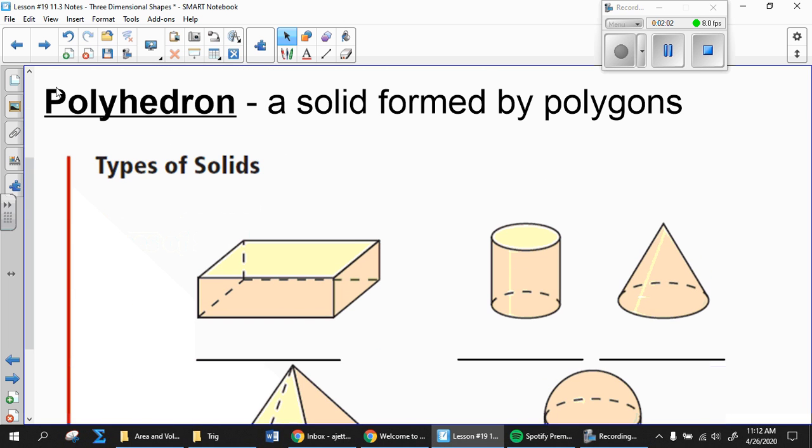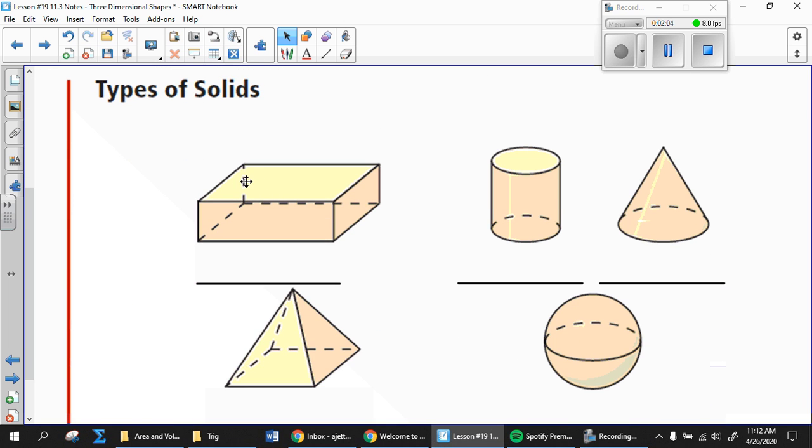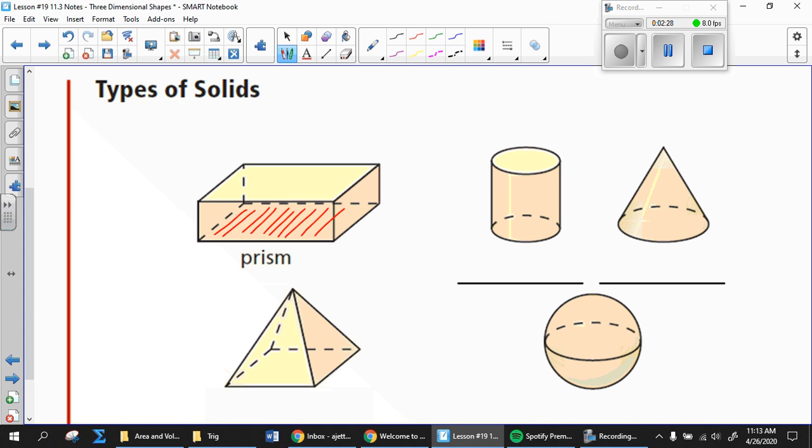So the type of solids that we have, notice here, we have two bases, and then all the other sides are rectangles. We call that a prism. This specific picture here would be a rectangular prism, but we can have any type of prism. We'll talk about how we name them in a second. But if we look at this, a prism always has two bases. So I'm going to call top and bottom here my bases. And then all the sides going around here are rectangles.